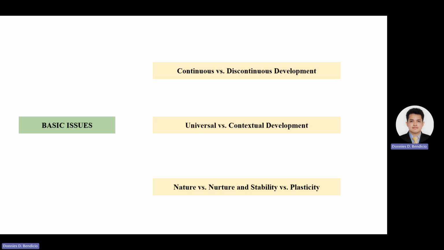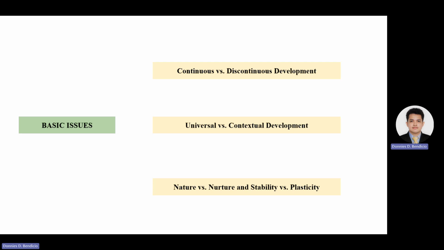In terms of contextual development, an example is Urie Bronfenbrenner's ecological systems theory, which emphasizes the influence of various environmental contexts on development. An example would be how a child's development may be shaped differently based on whether they grow up in a supportive, middle class family or a high stress, low income neighborhood.